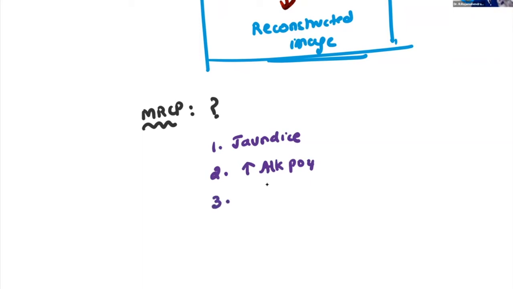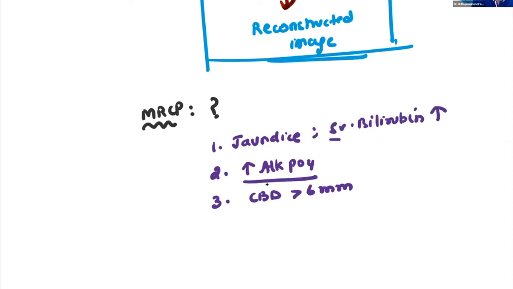Number 2. Number 3, when the CBD is dilated more than 6 millimeters. So the patient is jaundiced or serum bilirubin is elevated, alkaline phosphatase is elevated, or CBD diameter is more than 6 millimeters. These are the actual indications of MRCP.